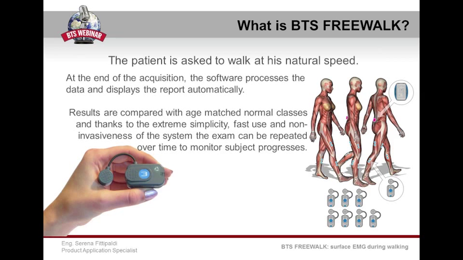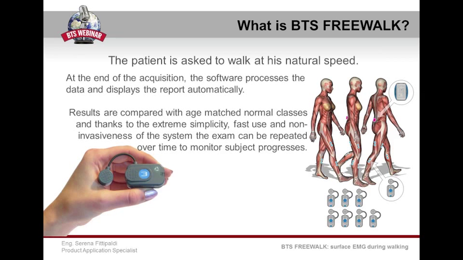We can decide to make a full leg analysis with 8 channels, so we can choose 4 channels for each side, or we can decide to focus on the distal or proximal district and analyze that. Of course, we still have the normal classes of reference, so depending on the age, we can compare which is the normal activity in terms of timing of activation of all the muscles analyzed.